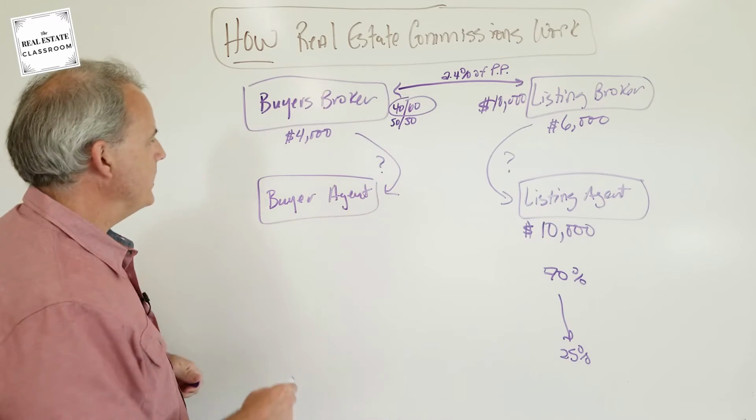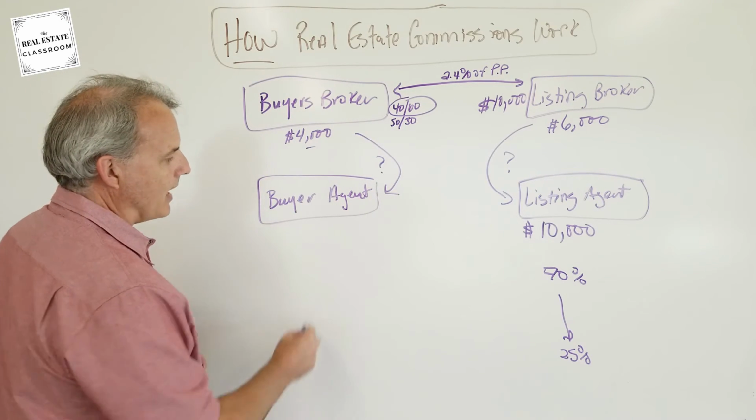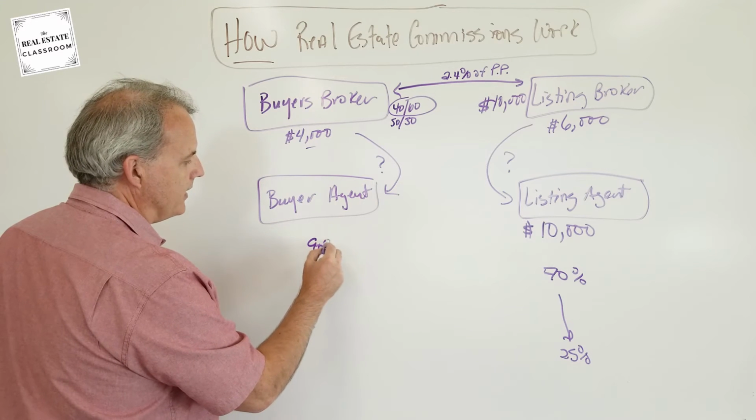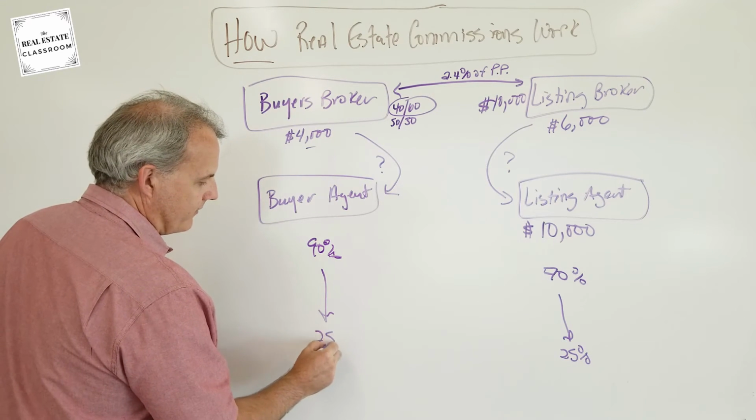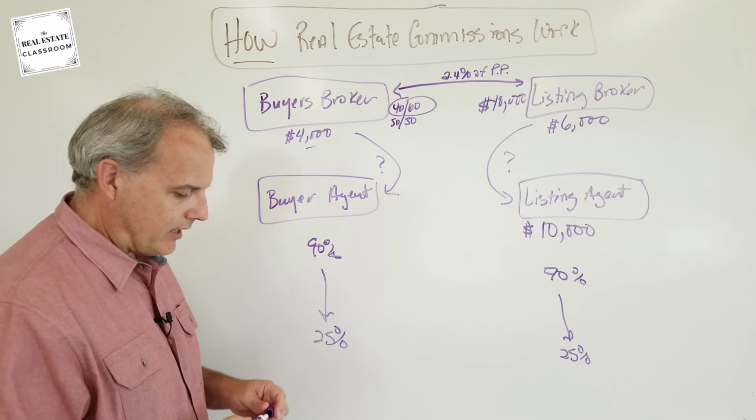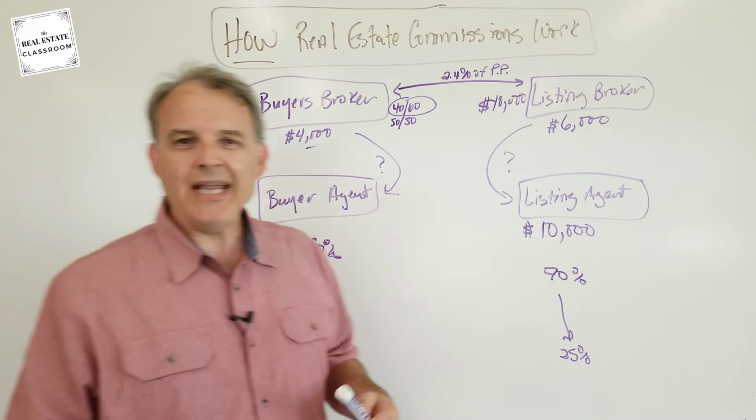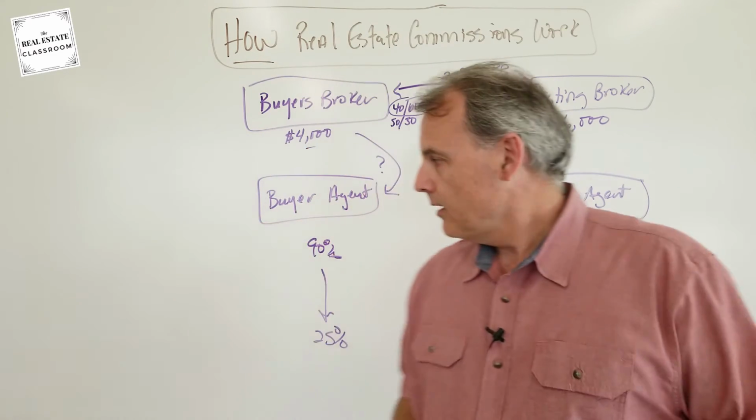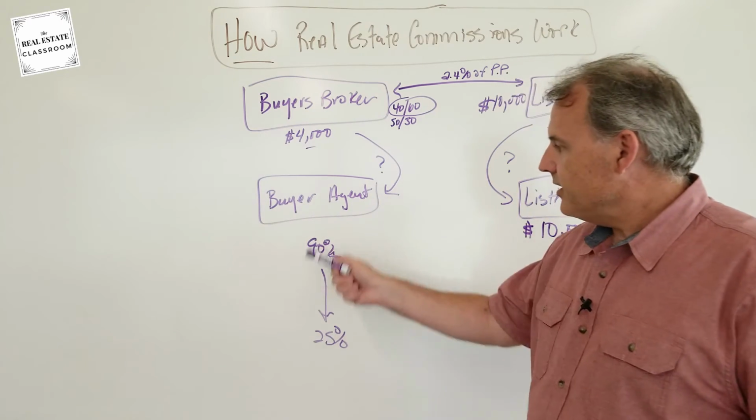Same thing over here. How much of this $4,000 is the buyer agent going to get? Well, it's going to be anywhere from 90% all the way down to 25. It can actually be lower than 25. I'm just kind of giving you the ranges that I have seen. And every company has a different model here.